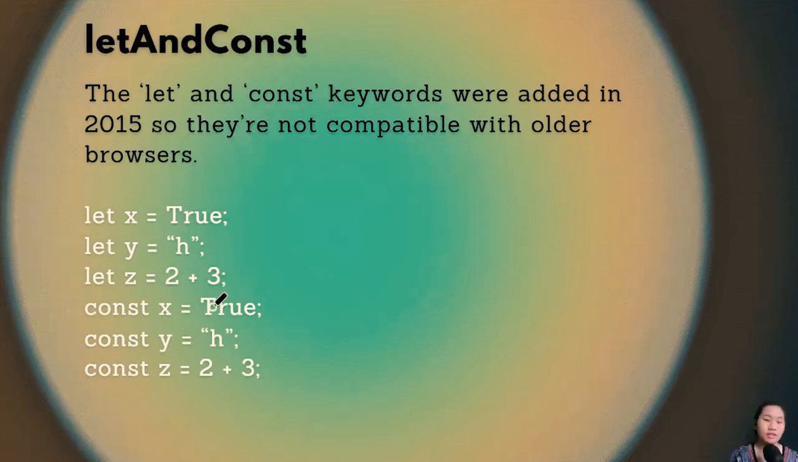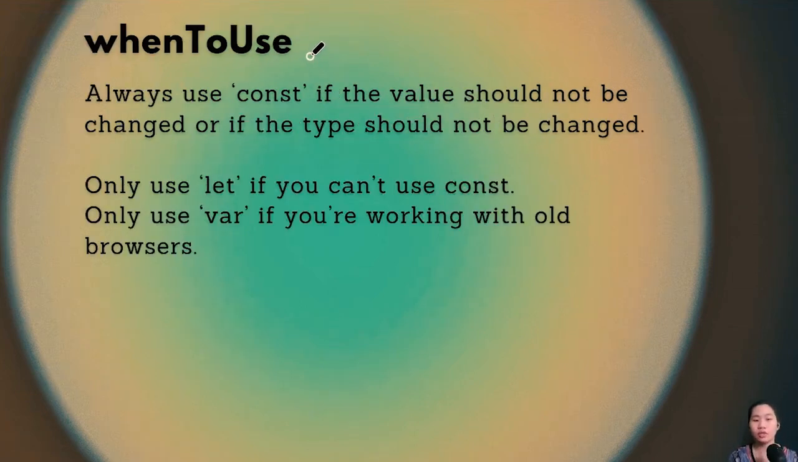So now we have the syntax out of the way, right? The syntax part is the easiest part. When do we use const, let, or var? Always use const if the value should not be changed or the type should not be changed, okay? So you're using this for very strict values, like this value could not be changed under any circumstances. Only use let if you cannot use const.